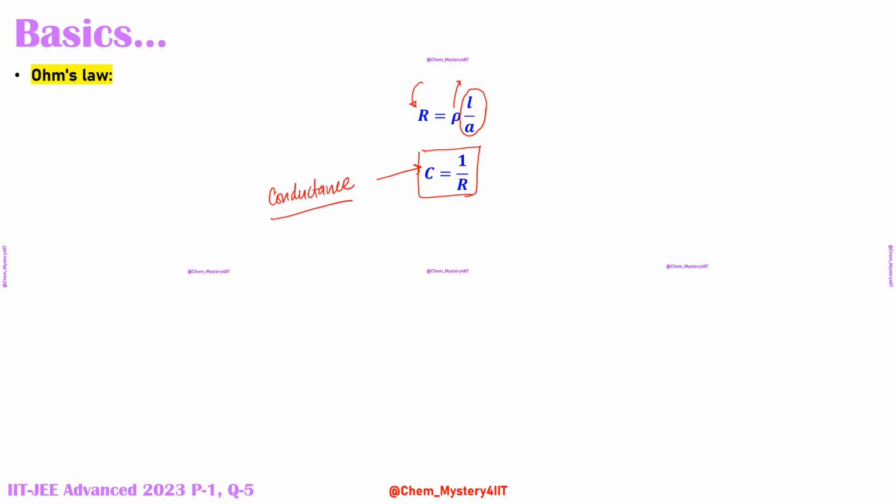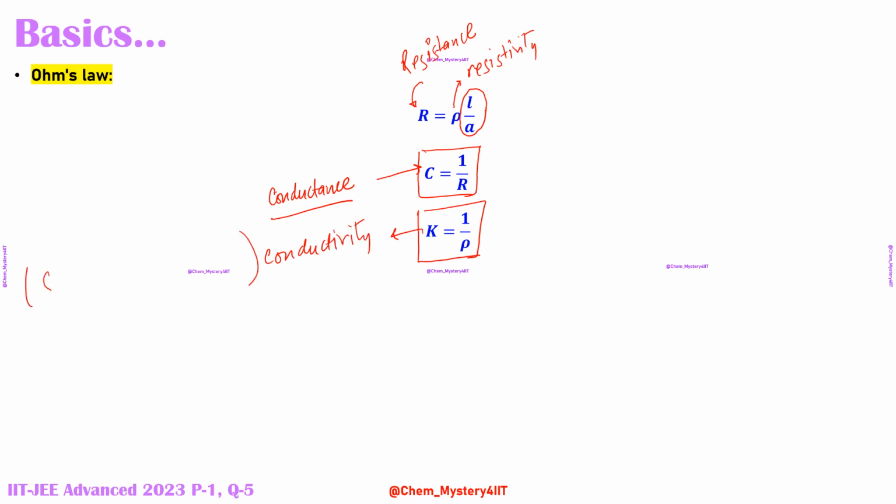And as rho was resistivity, which was sometimes called specific resistance, the reverse of that we'll be calling conductivity. R was resistance, so C we are calling conductance, and as rho was resistivity, the reverse of rho is kappa, it looks like K, and we are calling this conductivity. Also, this conductivity we sometimes call specific conductance. Just like resistivity is specific resistance, conductivity is specific conductance.